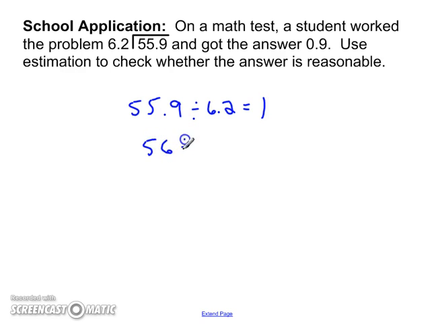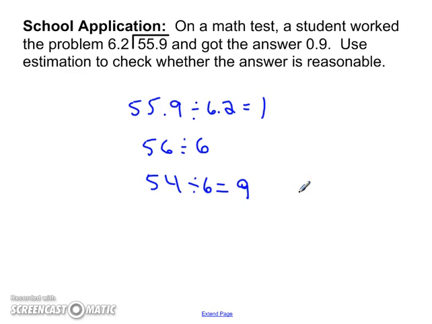Alright. And 6.2, well, that's basically 6. 56 divided by 6, well, depending on how you want to do this here, probably, well, 6 times 9 is 54. So if I were to actually round this down to 54, 54 divided by 6 would be 9. Oops, 9. Here we go. So the answer should be somewhere around 9. Well, this kid got 9/10.